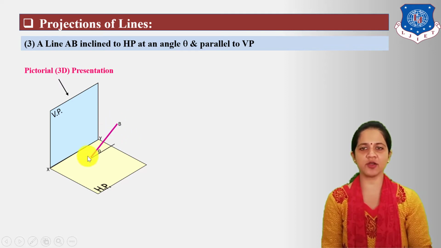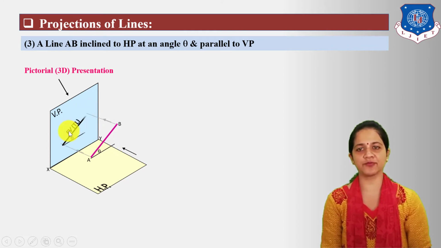Next, take projection of this given line from front and top direction. When we take projection from the front direction, we get its front view on the vertical plane. It is a line parallel to given line AB at an angle theta. When we take projection from the top direction, we get its top view on the horizontal plane, and it is a straight line, but the length of the top view is less than the given line AB.